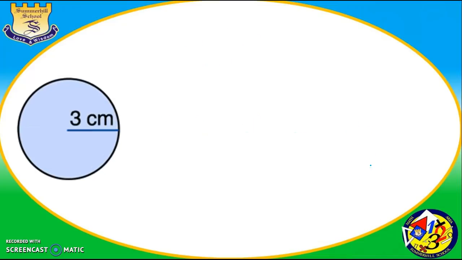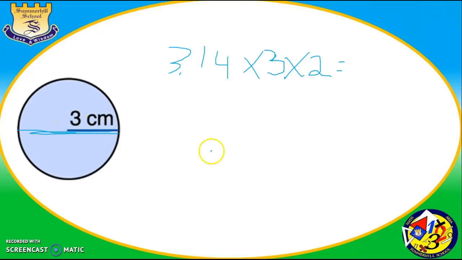Well, in this one we have the radius. You know that you can multiply 3.14 times 3, and next the answer multiply times 2. Yes, and you get the answer. Or the other way is to find the diameter. If 3 is the radius, the diameter is 6. 6 times number pi, that is 3.14, and you are going to get the answer.